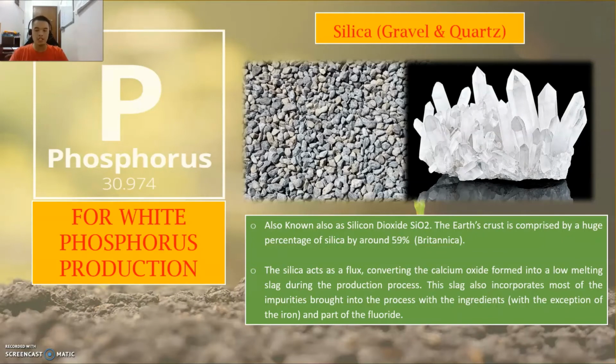Also known as silicon dioxide, SiO2, silica makes up a huge percentage of the Earth's crust, by around 59%. The silica acts as a flux, converting the calcium oxide form into a low melting slag during the production process. This slag also incorporates most of the impurities brought into the production with the ingredients, with the exception of iron and part of the fluoride.